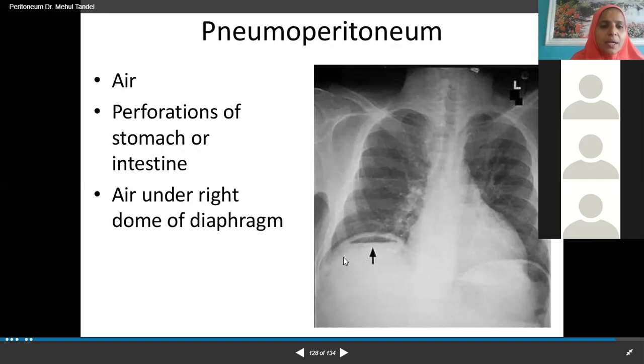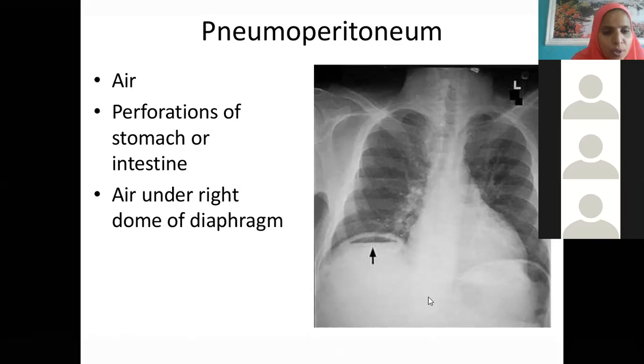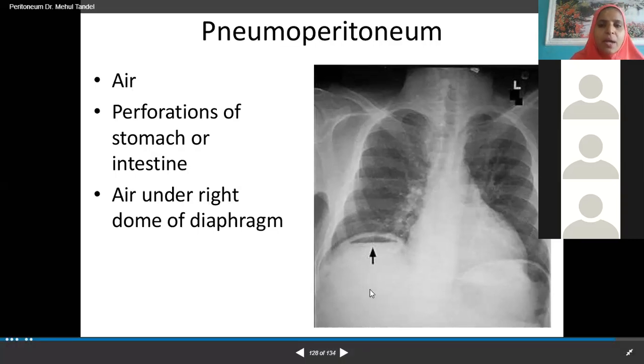So if there is any perforation in the stomach, or in the intestine, or if there is any infection in the Morrison's pouch, gradually you will see a collection of air just below the diaphragm, which we can appreciate in the X-rays. This condition is called pneumoperitoneum, accumulation of air in the peritoneal cavity. Pneumothorax means accumulation of air in the thoracic cage. Similarly, pneumoperitoneum means accumulation of air.